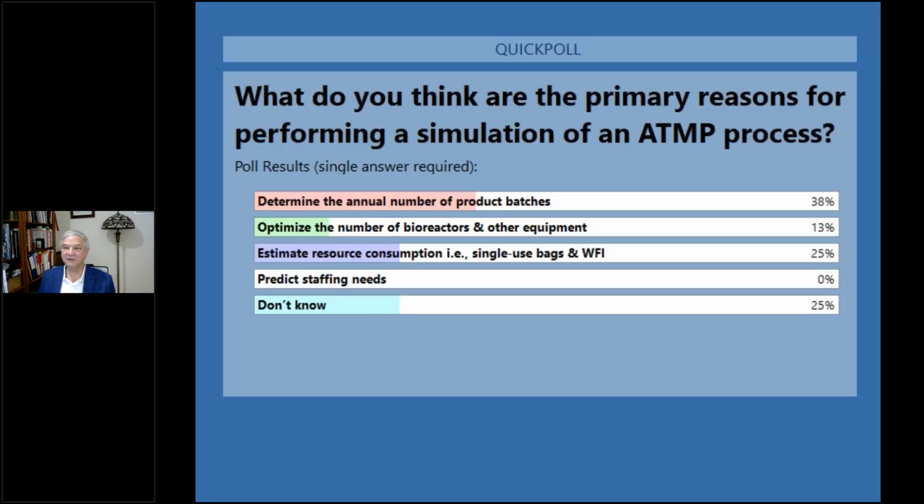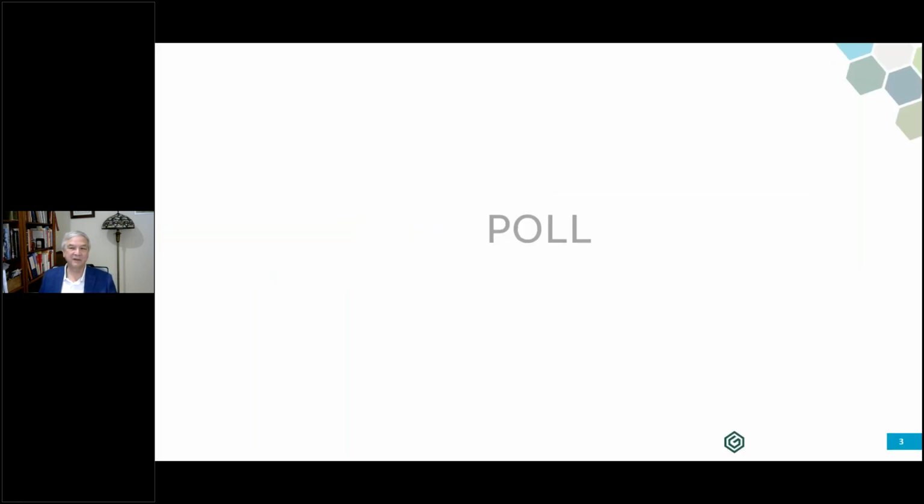Okay, so here are the results. In our audience, we have 38% that said determine the annual number of product batches. Then 13% said optimize the number of bioreactors and other equipment, while 25% of our audience, Steve, said estimated resource consumption for single-use bags and WFI. And then we had 0% that said predict staffing needs, while 25% said they don't know. So thank you, everyone, for participating in that poll question.